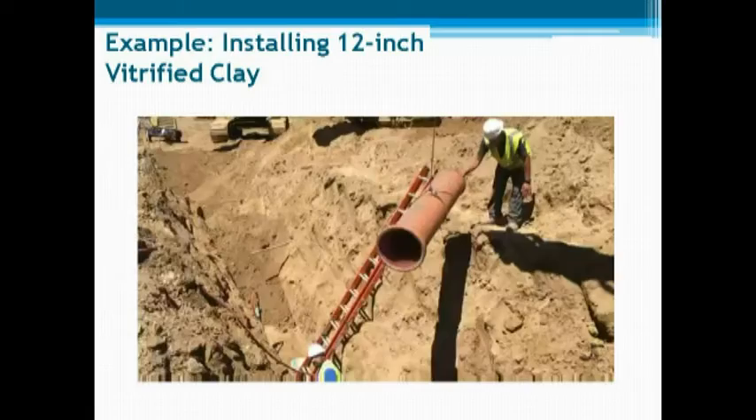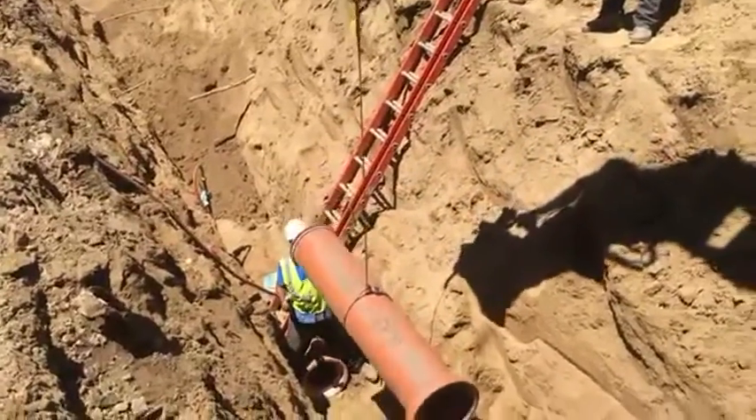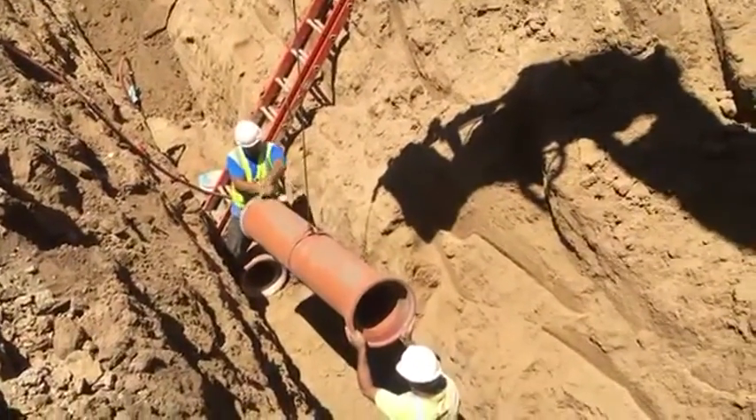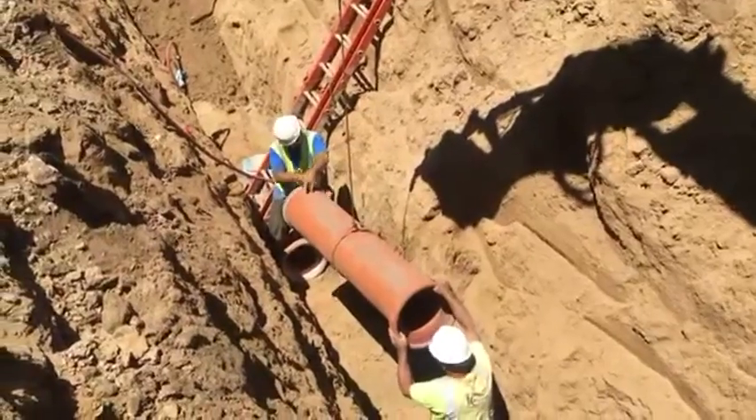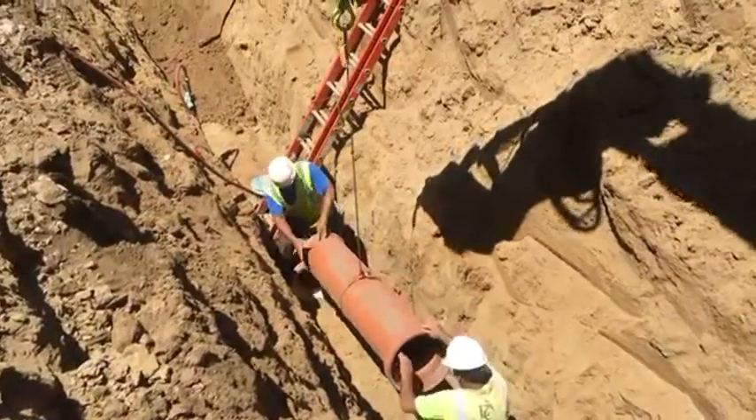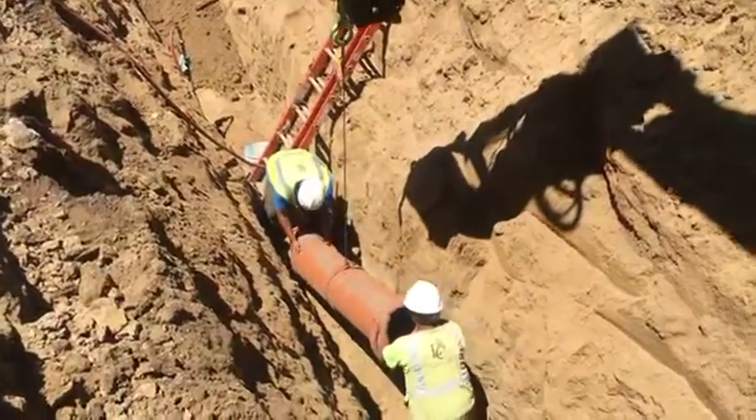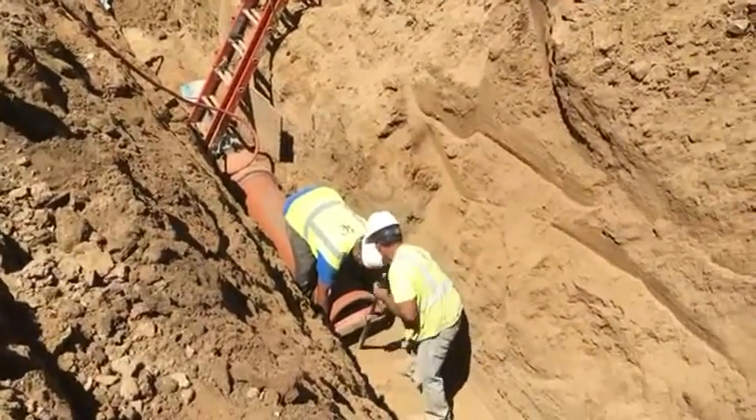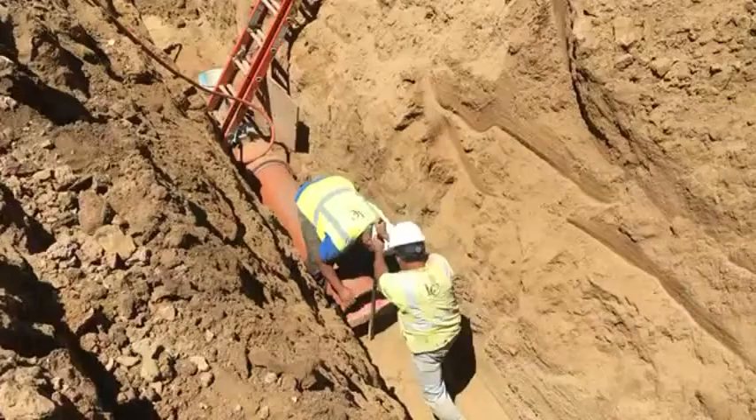Next is installing 12-inch vitrified clay. The pipe is being transferred carefully. The tip of the pipe must be clean before insertion. Using a foot to carefully push the pipe is another way not to damage the pipe.